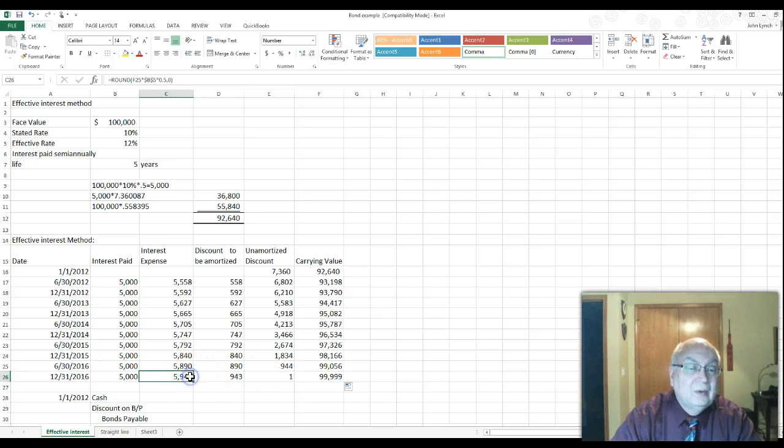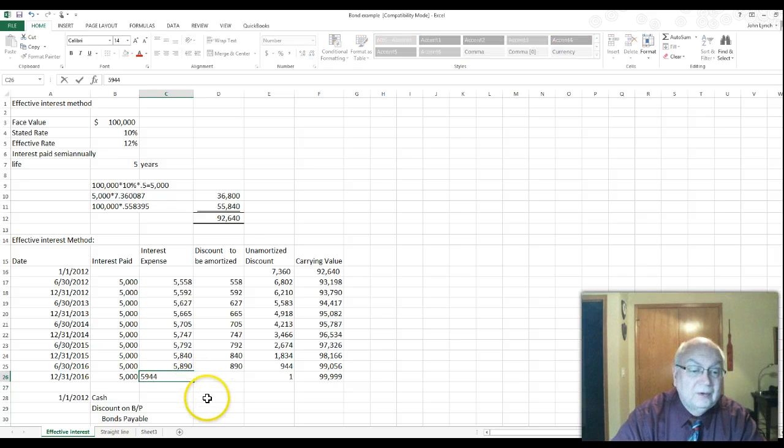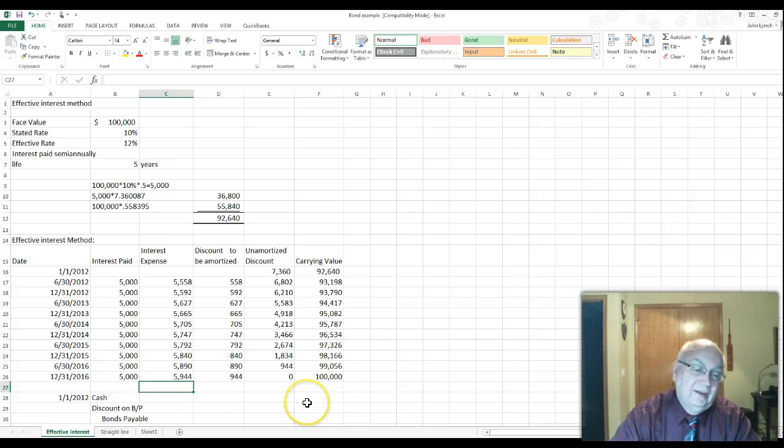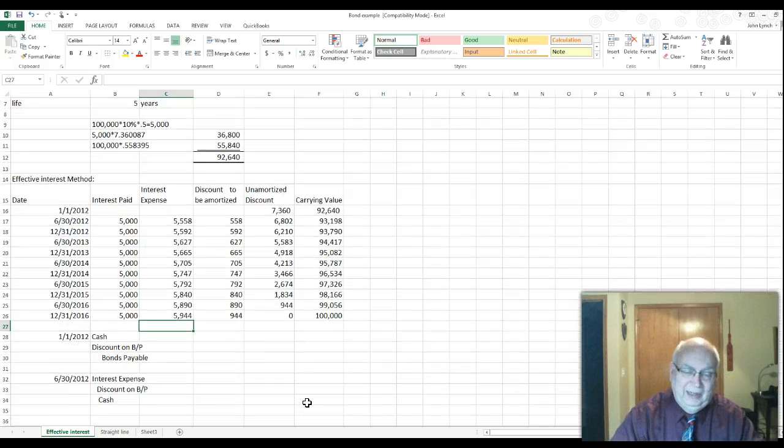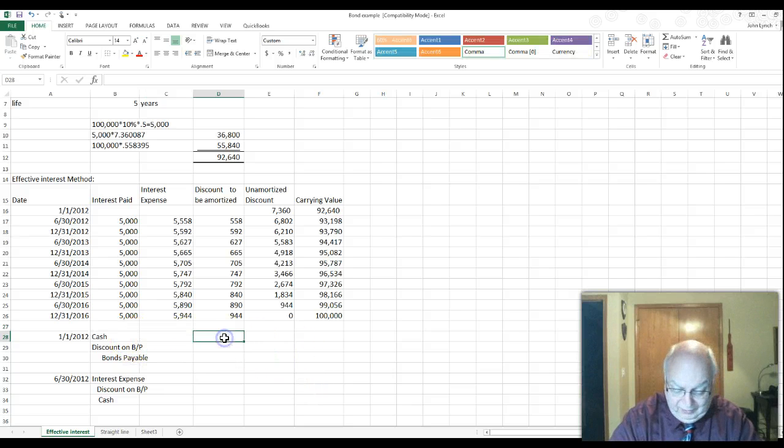So for that, we simply need to increase it to 5,944. We have to type it in, and that takes care of it. That's because of rounding. If you carried the pennies in there, it would be different. Okay, so that's how you do your table.